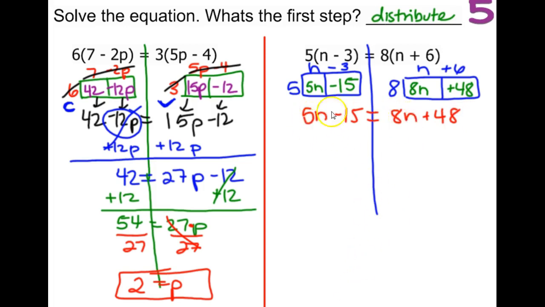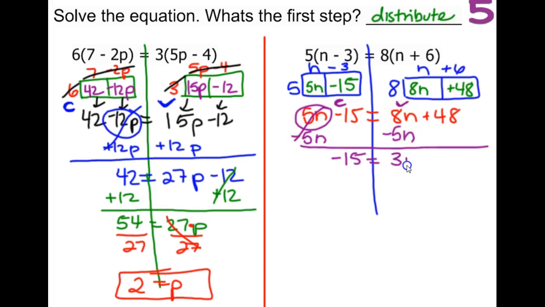5n here, 8n here. We want all the n's on the same side. There's more variables on this side. So I'm going to have my constants on the left and my variable on the right. So in order to move this 5n, I'm going to have to subtract 5n because it's positive. So we have not 15, we have negative 15. 8 minus 5 is 3. Oops, not m. N. And then plus 48.